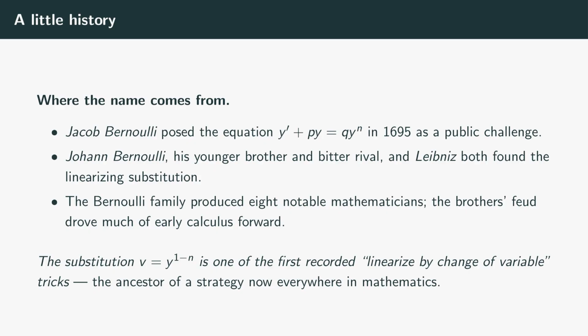It is worth appreciating that the substitution v equals y to the 1 minus n is one of the earliest recorded examples of a now universal idea: linearize a hard problem by a clever change of variable. That single strategy, transformed to a world where the problem is linear, echoes through all of modern mathematics, from differential equations to machine learning. It started, in part, with two feuding brothers.